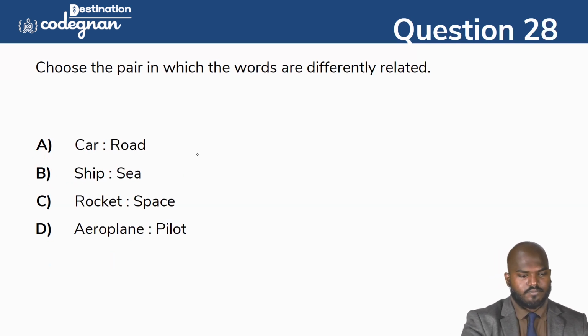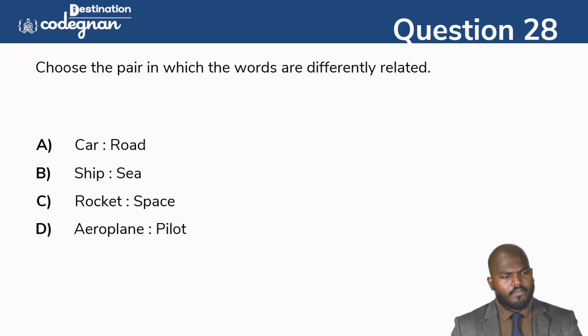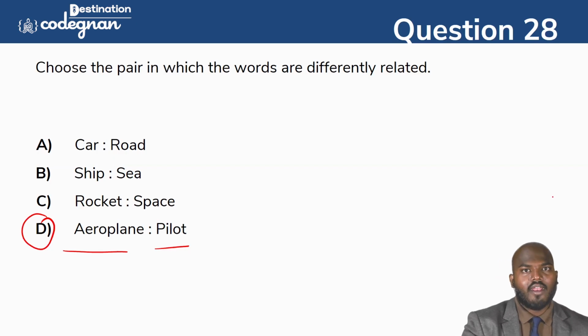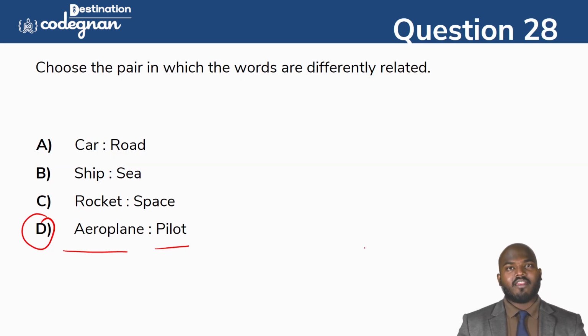And, car, road; ship, sea; rocket, space; aeroplane, pilot. Okay, aeroplane and pilot is the only one we can go for here. If you see this, everything is just about a vehicle and its route, but here it's the man and the vehicle. Pilot and aeroplane is mentioned here. It is the only option with a different relationship. So option D is the correct answer here.